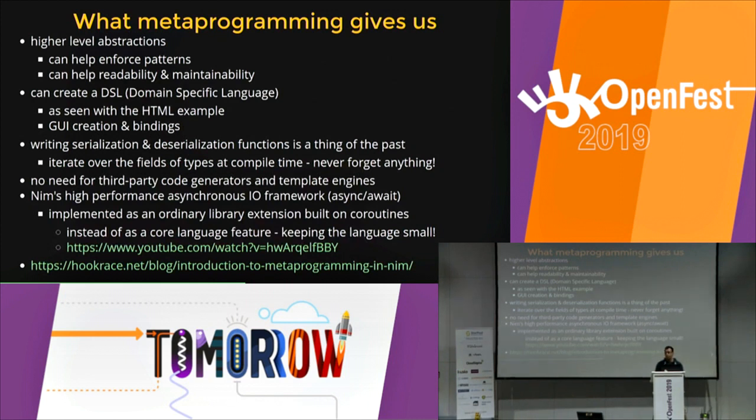That again can be automated with Nim. You can iterate at compile time through all of the fields inside of a type and just call serialize on each of them. That's not code which should be written by humans, it should be automated. And as a really nice example about the power of metaprogramming in Nim, the asynchronous IO framework based on async and await is implemented entirely with metaprogramming.